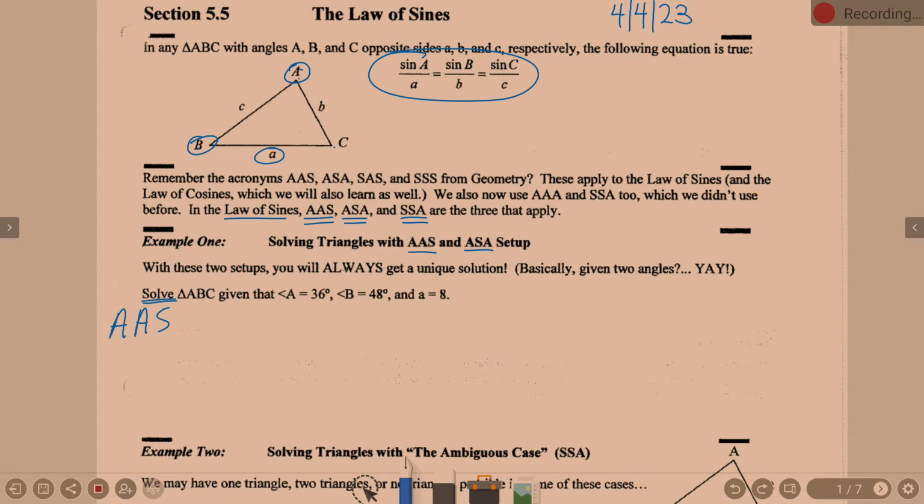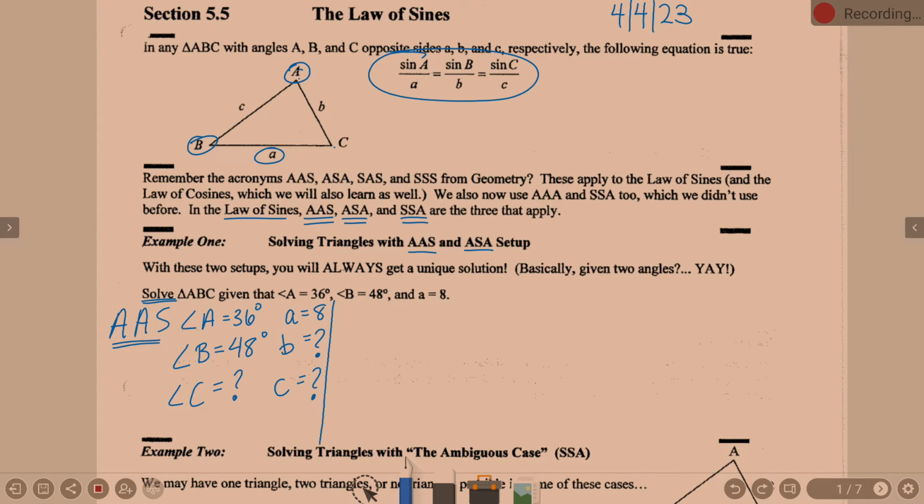So the setup we're looking at is angle, angle, side. We know angle A is 36 degrees. We know angle B is 48 degrees. Angle C is something we're going to have to find. I'm just trying to summarize what all we know here. We know side A is 8. We're going to have to find side B and side C. So I have your six pieces of information. That's what we have.